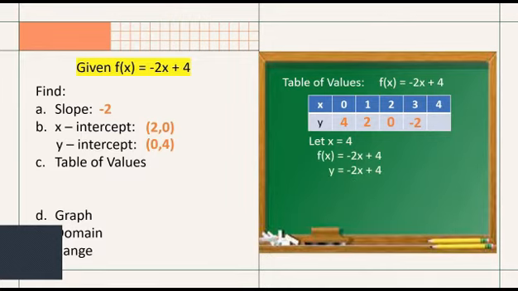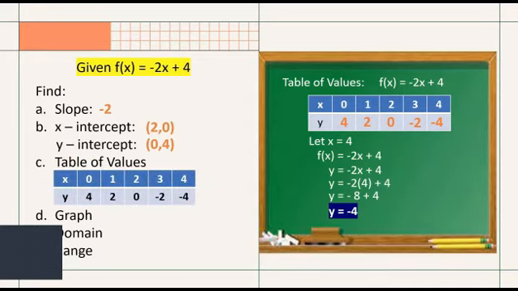write the given function y equals negative 2x plus 4, then substitute x as 4. y equals negative 2 times 4 plus 4. Then simplify. y equals negative 8 plus 4. Our y is negative 4. When x equals 4, our y is negative 4. Then you might write on the left side our table of values.